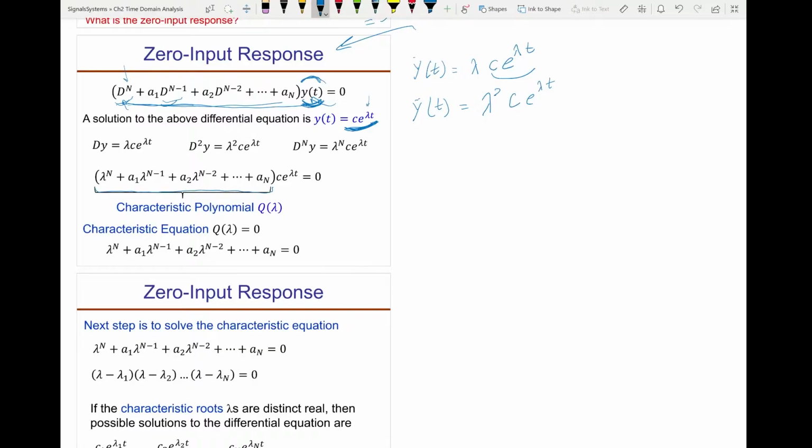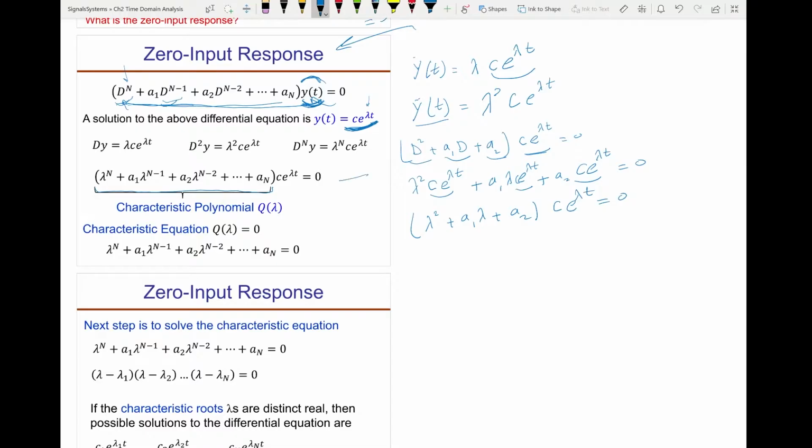If I just do it for a second order differential equation, let's say D squared plus a1 D plus a2, where a1 is a constant, applied to y of t, which we assumed is c e lambda t. The second derivative will be lambda squared c e lambda t, plus the first derivative, which is a1 lambda c e lambda t, plus a2 c e lambda t, equals 0. Now I can take these all out as a common factor, and I get lambda squared plus a1 lambda plus a2.